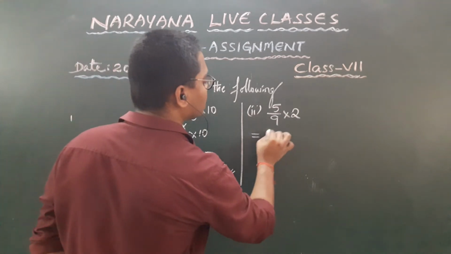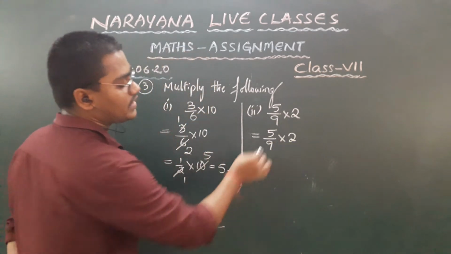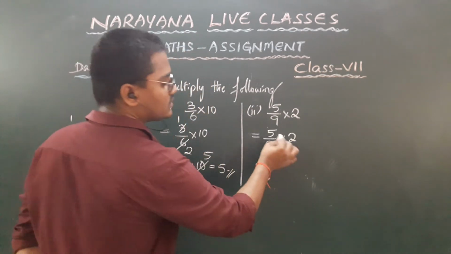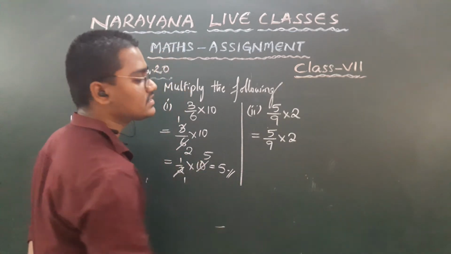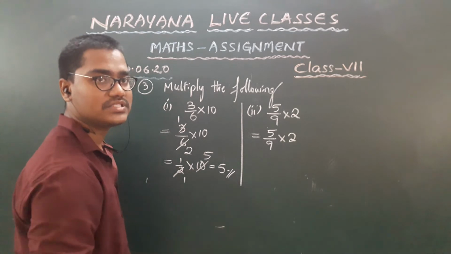Similarly, when you come across this question, children, 5 by 9 into 2. When you see the numerator part and the denominator part, whether this number or this number, it is completely different from the denominator. That means there are no common multiples, children.